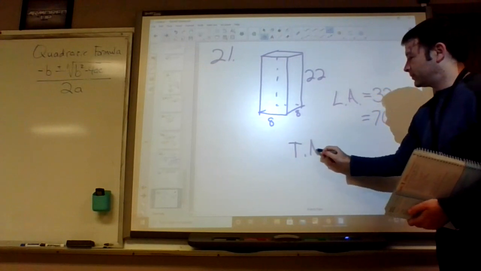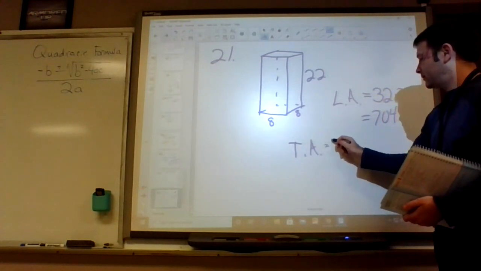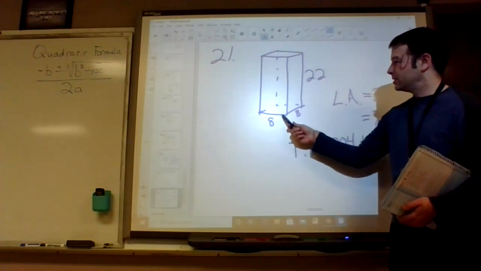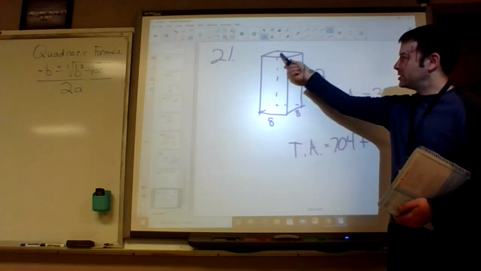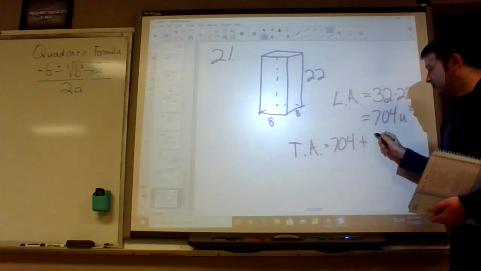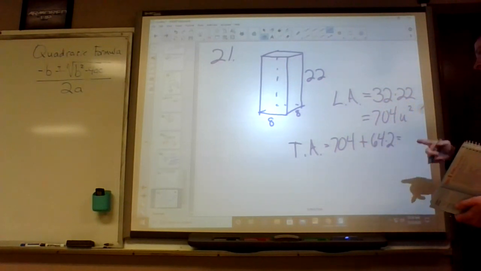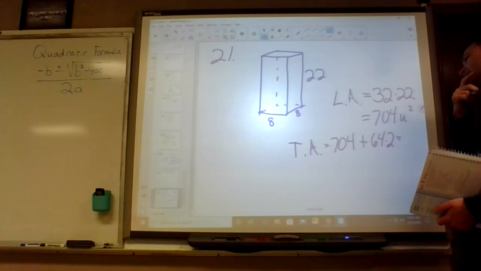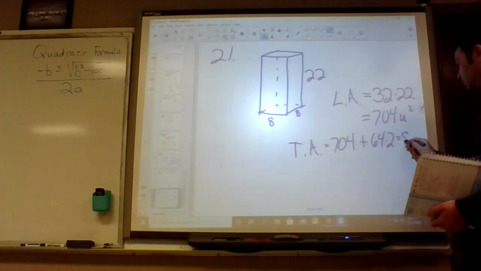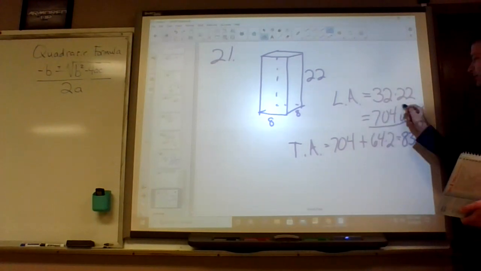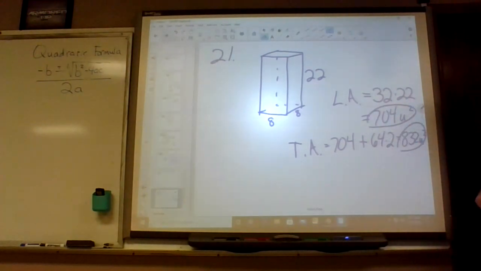For total surface area, we did basically 704 plus the two bases. What's the area of the base here? 64. 64 times 2 because there are 2 of them. 128 plus 704 is 832. So there are 2 answers on these, lateral and total.